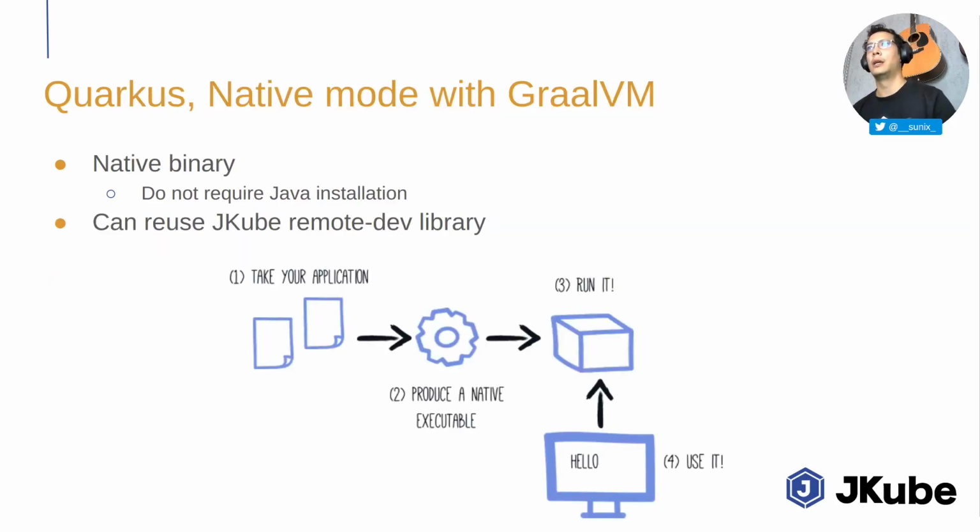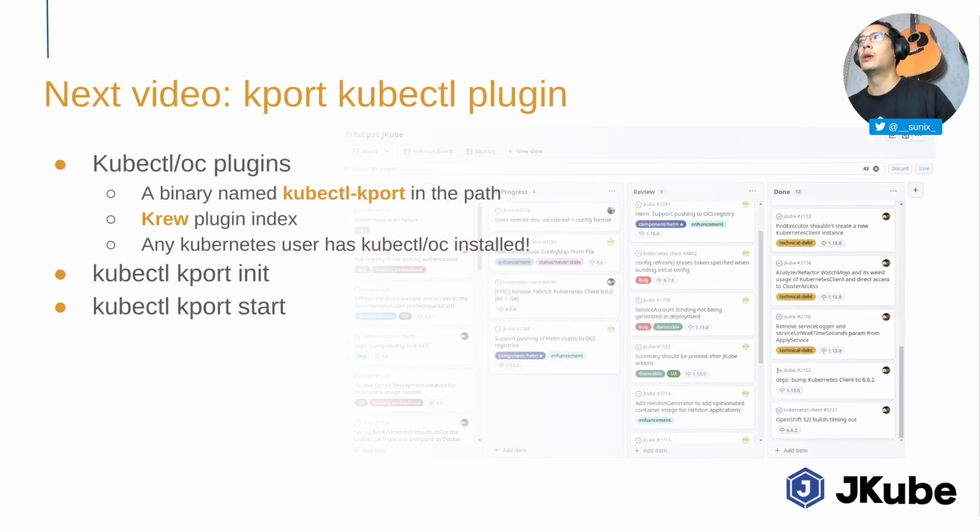So there is a solution, and it is called Quarkus. With Quarkus, thanks to GraalVM native compilation, users won't have to worry about installing Java on their machine. And because Quarkus is Java, we should be able to use JKube Remote Dev in that mode. And this is what we're going to talk about in the next video.